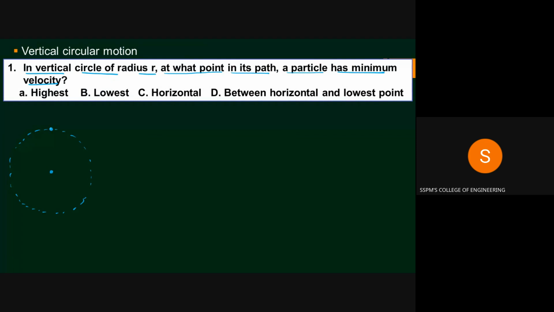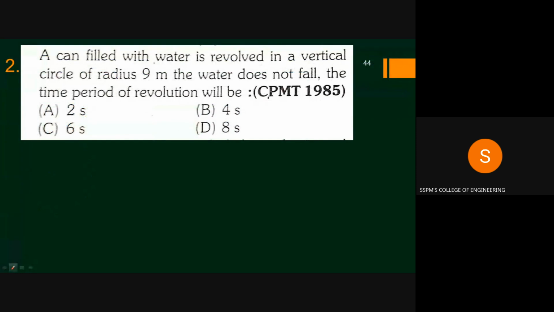So the minimum velocity is observed always at the topmost point. So this is the VA, if this point is A, and this value is the minimum value, and that is equal to square root rg. Okay, so the correct answer is the highest point. Okay, refer the next problem.